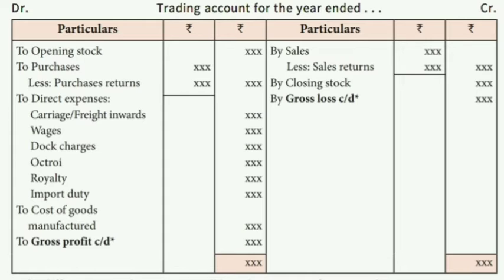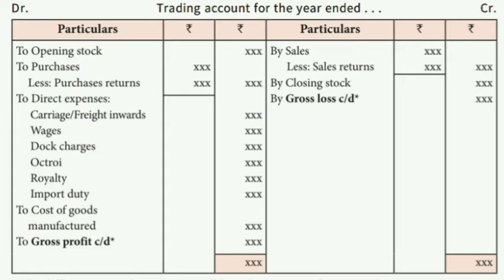Then dock charges. Dock charges is nothing but the charges to be given at the harbor in order to bring the goods or in order to release the goods. Then octroi, it is nothing but the duty charged by the government for the goods which are permitted into a particular municipal limit. Then royalty, if we are using anyone's right, patent rights, then we have to give the royalty. Then import duty, when we are importing the goods from other countries, then we have to make the payment to our government. Then cost of goods manufactured. If it is a manufacturing company, prior to the trading account, manufacturing accounts are prepared, that I have told you earlier.